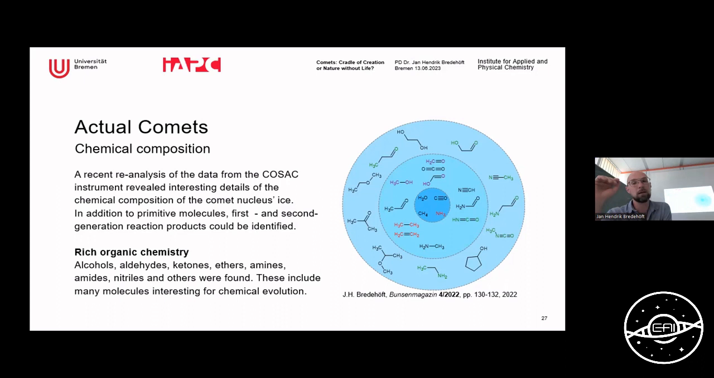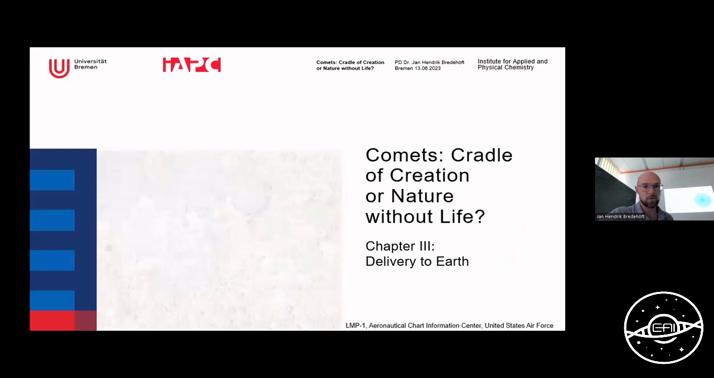Because of the nature of our landing, we can't really look at the larger molecules. We are sort of limited to whatever is sufficiently volatile that at the 15 to 18 degrees centigrade of the instrument is actually in the gas phase. But already here, we can see a pretty wide variety of compounds in a large molecular complexity. Which brings me neatly to the third chapter.